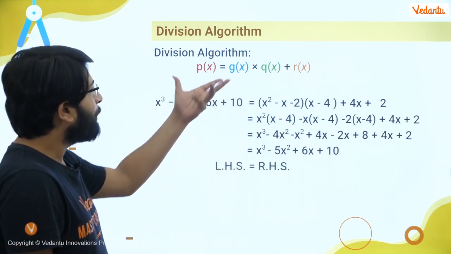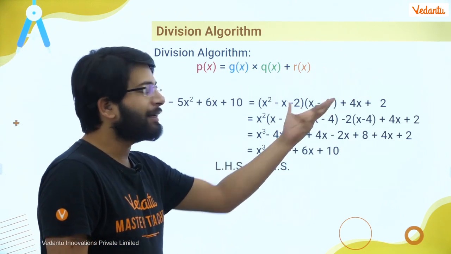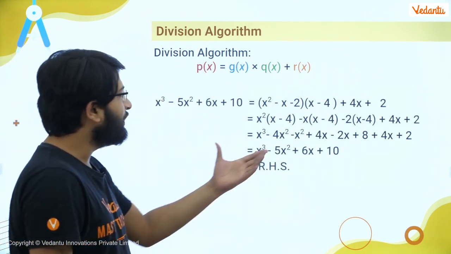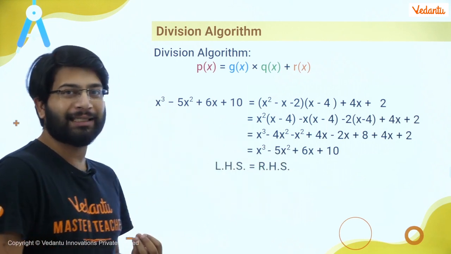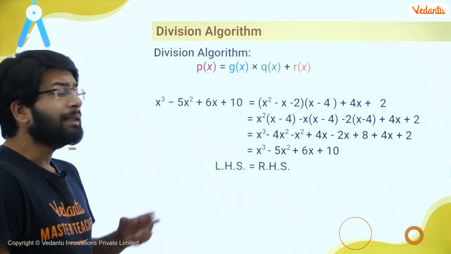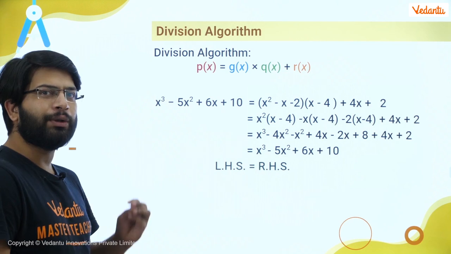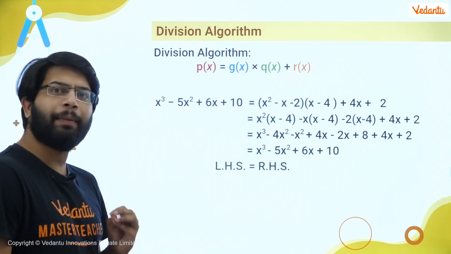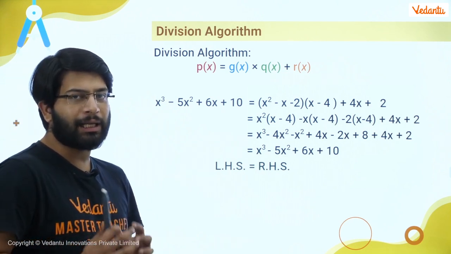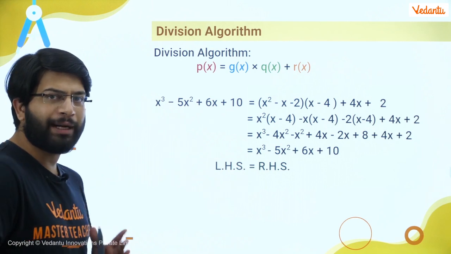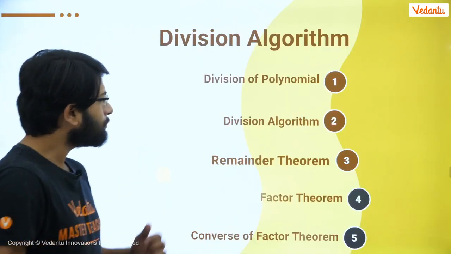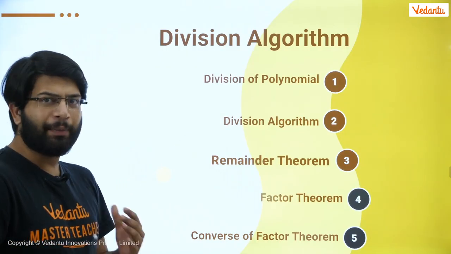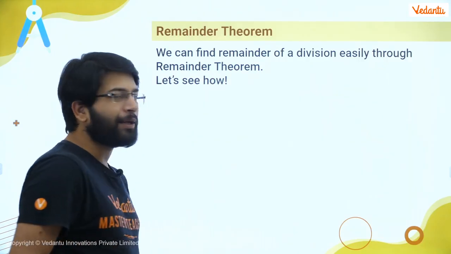So, champ, after putting all the polynomials in their respective place, we got what? We get RHS equal to LHS. That means what? This means that dividend is equal to divisor into quotient plus remainder is also applicable in the case of polynomials. I hope it is clear. Very good. Now, champ, let's move on to the remainder theorem, a very important topic.